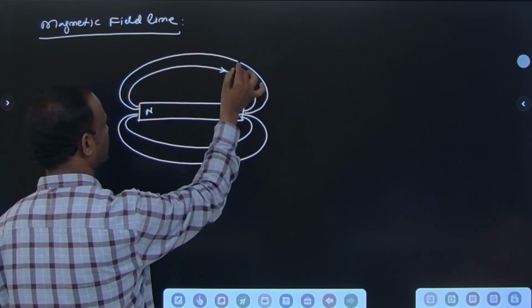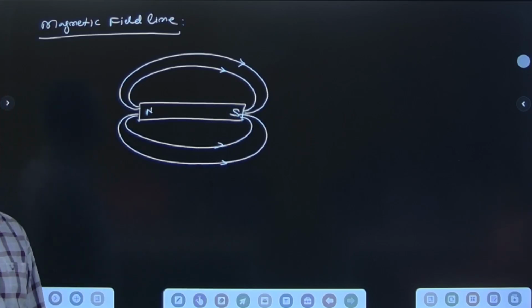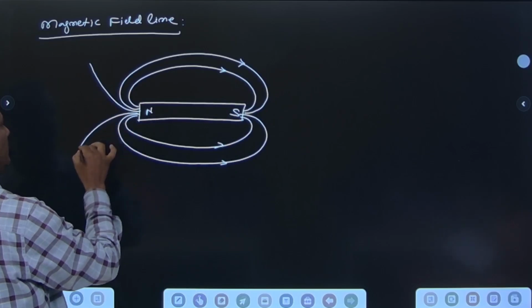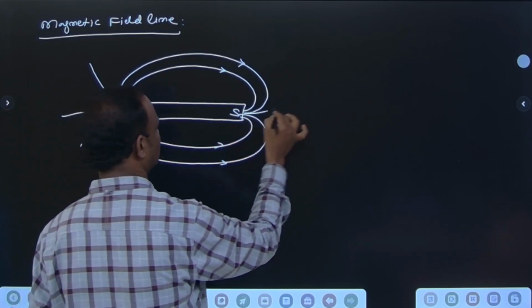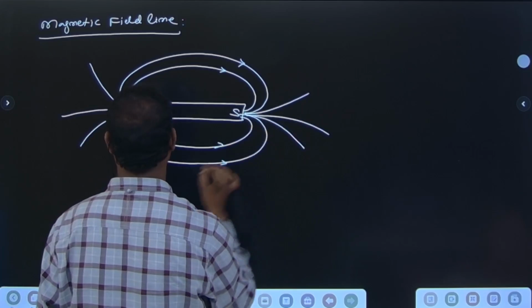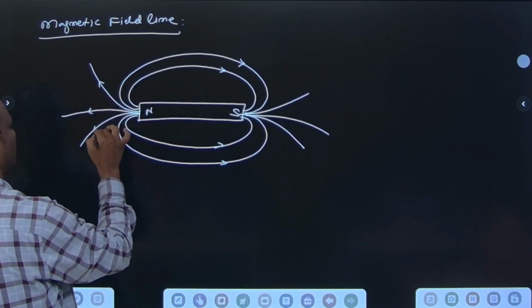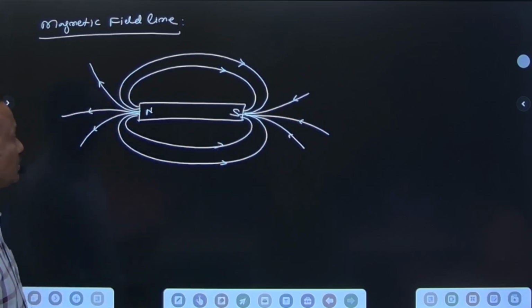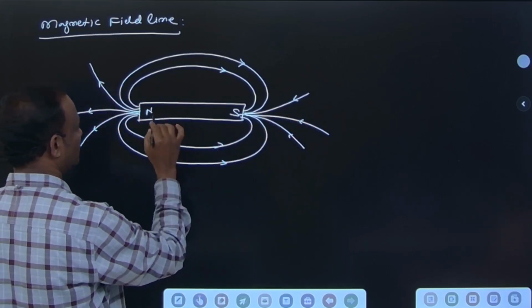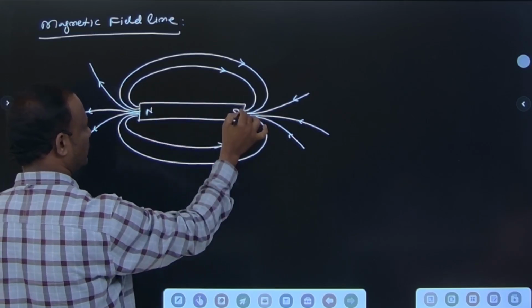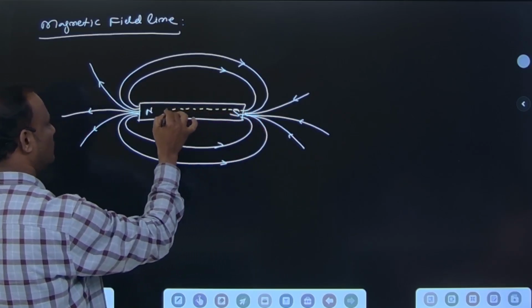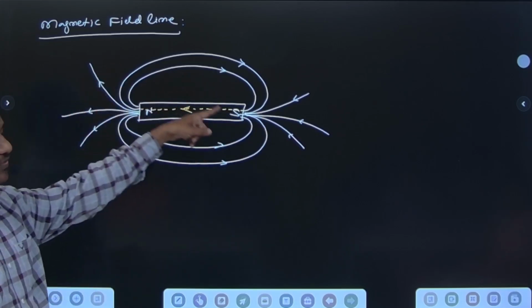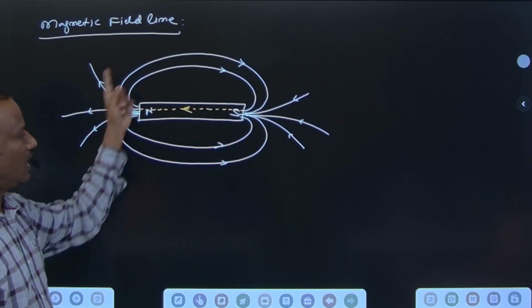You can see from the picture that no two magnetic lines of force intersect with each other. This line goes like this, that line goes like this. They come from a long distance. The direction is from north to south outside the magnet, and inside the magnet, from south to north.